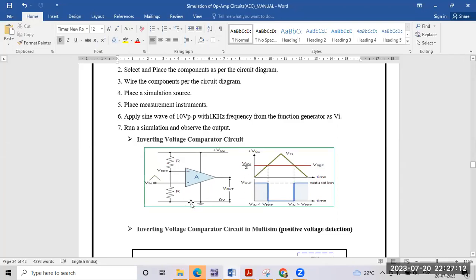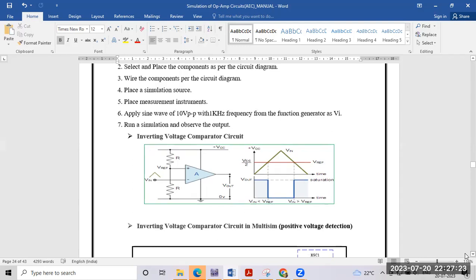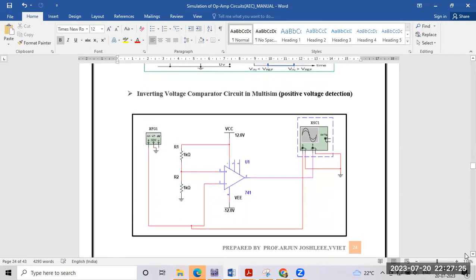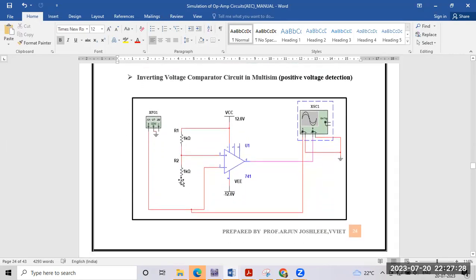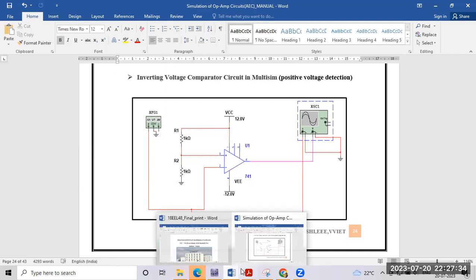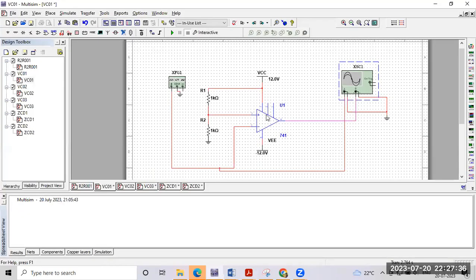One thing you need to observe here: you need to give ground. Remove this wire and give ground like this only. Everything is the same, but instead of connecting directly to this negative part, you just give ground here. That is the change. Okay, yes, the circuit is already done. Very easy circuit. I'm not going to do it another time.